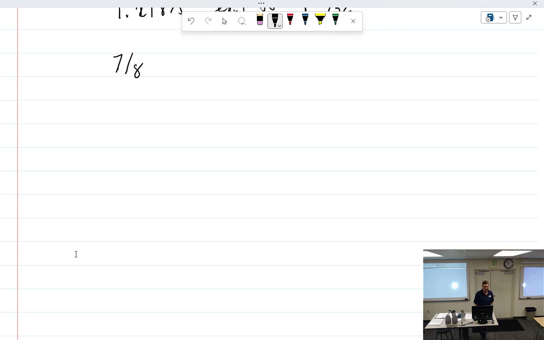7 divided by 8, and then the second percent key. Okay, so you're going to convert to a decimal on your own. So either 7 divided by 8 or 7 ABC 8 equals, and you get 0.875. Okay, so we're at 0.875, but I want it as a percent.